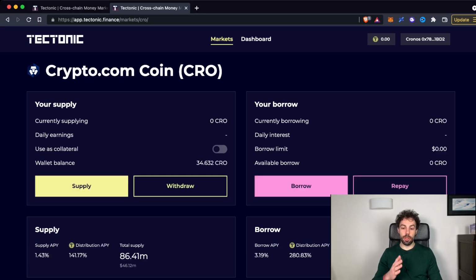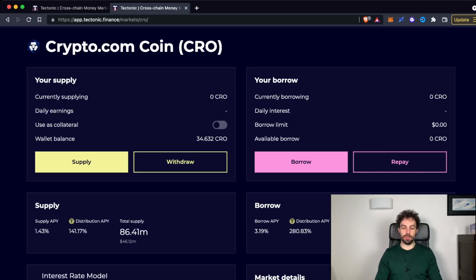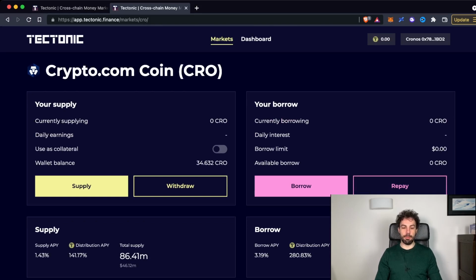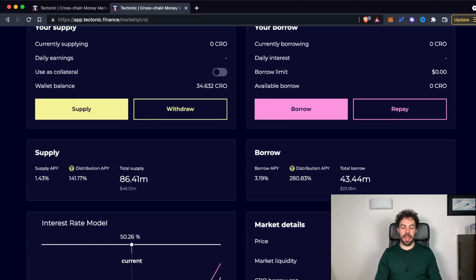The moment you click on it, you will have this interface. Here you have the opportunity to supply and here to borrow. Obviously, in order to borrow, you first have to supply something and click here on use as a collateral. In any case, don't worry because I will show you exactly everything.